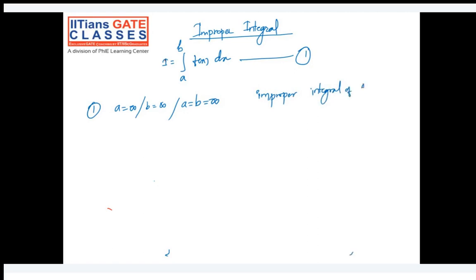Okay, so ultimately what I'm trying to say through this is, if your lower limit is infinity, or upper limit is infinity, or both lower and upper limits are infinity, then that type of integration is called improper integration. Okay.